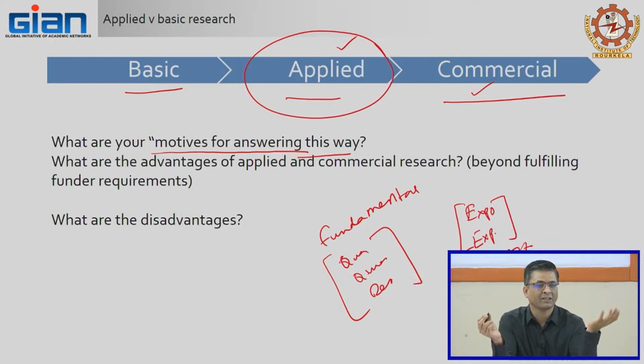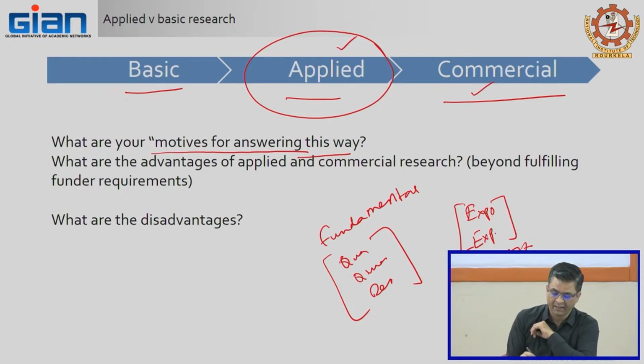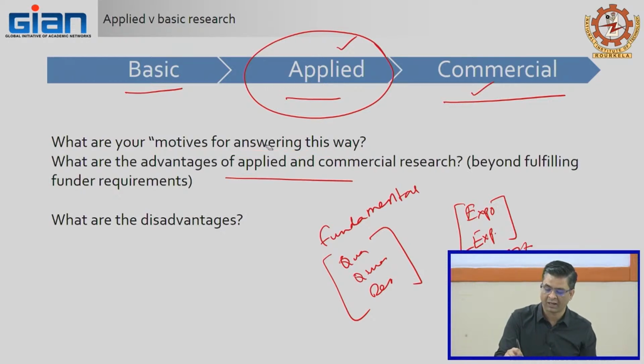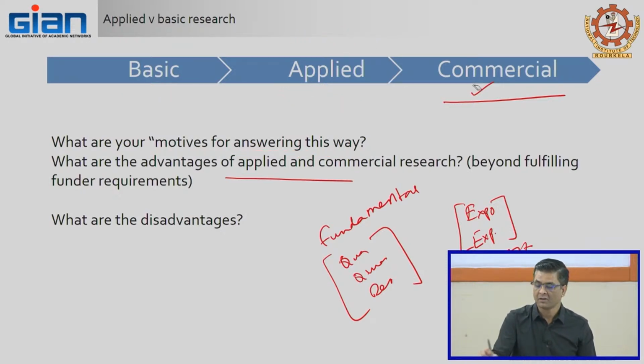So what is your exact motivation to answer that, whether you are doing basic research, applied research, or commercial research? And again, what are the advantages of applied and commercial research beyond fulfilling the funding requirement? Suppose you get a funding, you as a PI or somebody is running a project, for example, developing a treatment strategy for wastewater by X, Y, and Z technology. Will it be applied research, commercial research, or basic research?